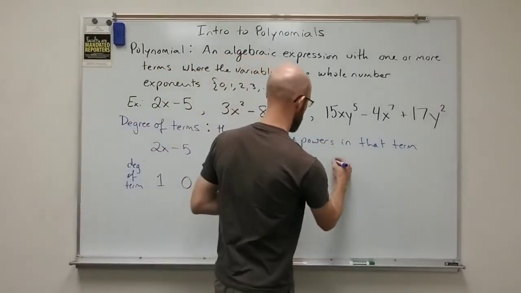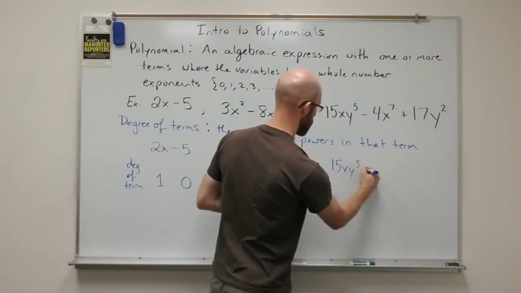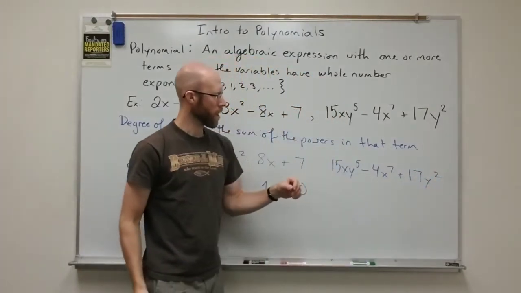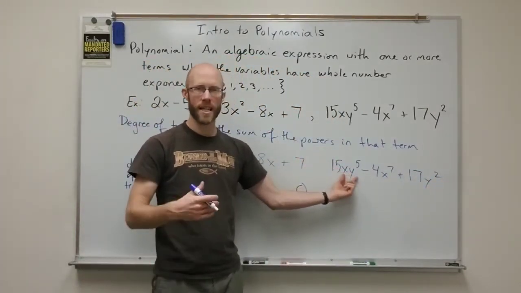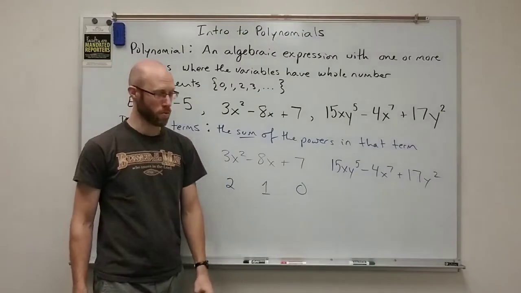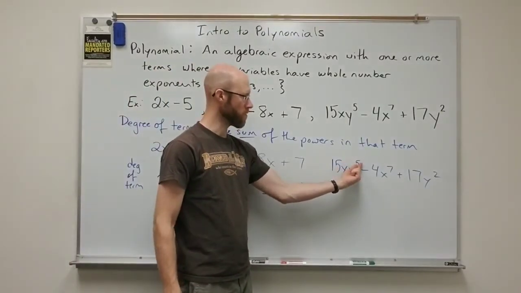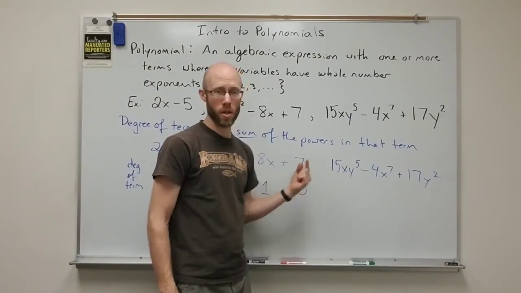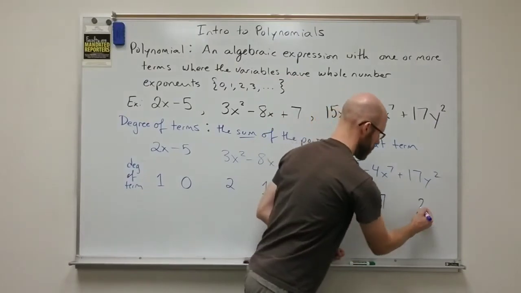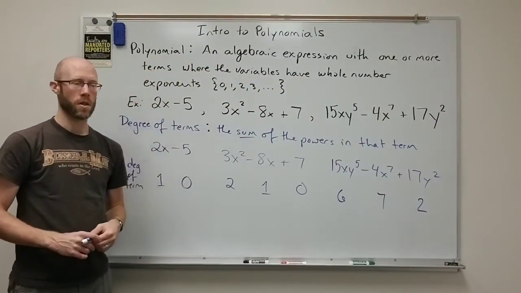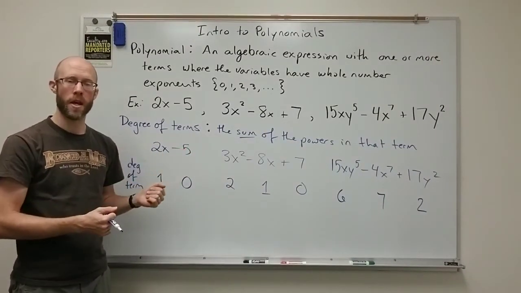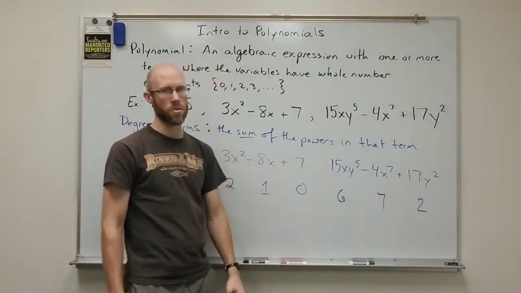In this last example, 15xy to the 5th minus 4x to the 7th plus 17y squared, in the first term we have to add together the powers. Remember, it is the sum of the powers if you have more than one variable. So here I have a power of 1 and 5, so this becomes a 6-degree term. This one has 7, and this one is 2. Again, when there's only one variable in the term, you just use the power on that variable. If there is more than one variable, you have to add those powers together.